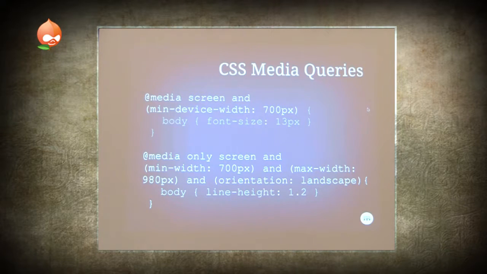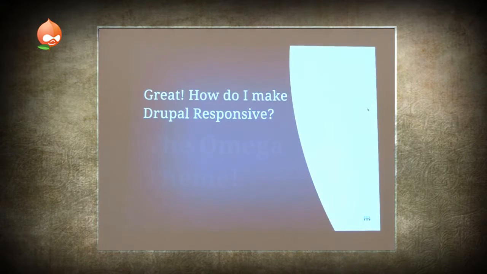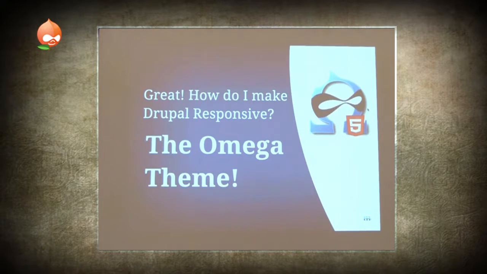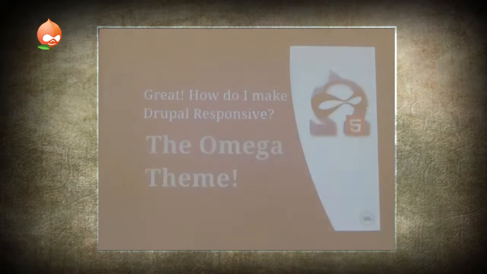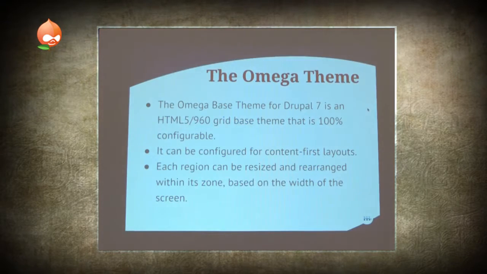So what Omega does is it's already done this legwork for you. It's built in the media queries so that you don't have to worry about it. So that's what we're here to talk about, right? The Omega theme. That's how we're going to make our Drupal site responsive. So Omega is not only responsive, but it is an HTML5 based theme, which is excellent because that's the way of the future of the web. And it does work off of the 960 grid system.